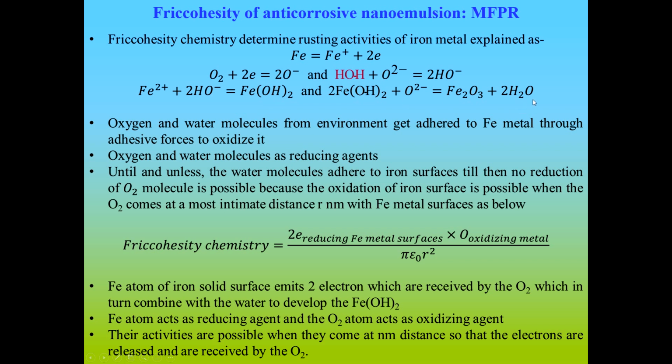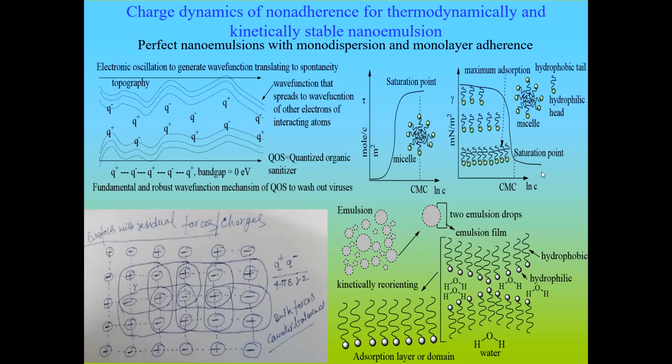Further, it keeps going on. So this is the fundamental science: the adherence at the electronic level. If there's no adherence, there's no question. So that's why MFP, meaning melamine, formaldehyde, pyrolidine resin, makes a thin film. Then there's no contact, there's no adhesion, so nothing will happen to the iron.